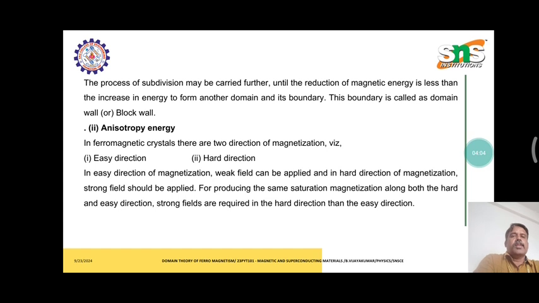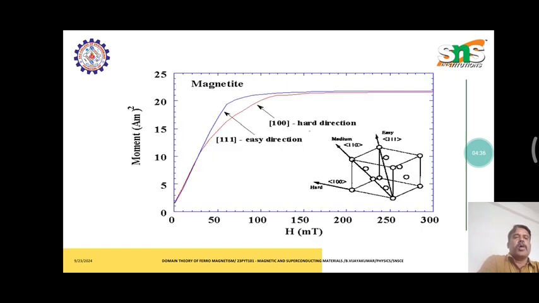The second one is anisotropic energy. That means the magnetization depends on the domain direction. It takes the form of an easy direction or a hard direction. In the easy direction, magnetization is achieved with a weak field, while in the hard direction a stronger field should be applied to produce the same saturation magnetization along both the hard and easy directions. So this goes from hard direction to easy direction and easy direction to hard direction.